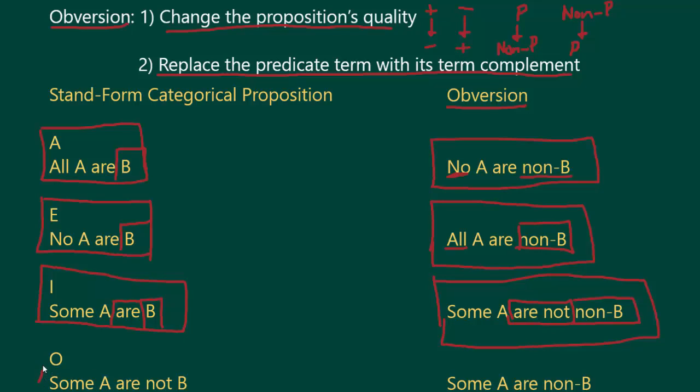So our O statement is the negative particular statement. So again, we locate the negativity in its copula, and we need to go from it being negative to affirmative. Again, B is our predicate term, so its complement is non-B. So obversion performed on our O statement, some A are not B, is some A are non-B.